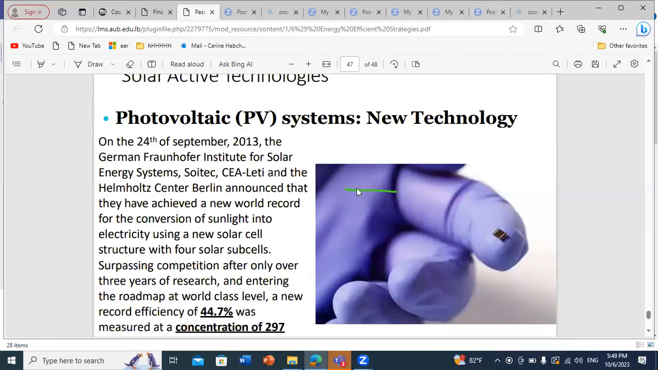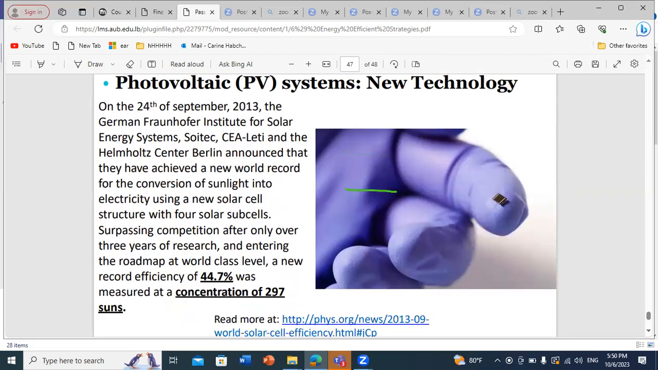If we discuss the advancement in technology, in 2013, scientists achieved a new world record for the conversion of sunlight into electricity using a new solar cell, whose structure is constituted of 4 solar subcells. In this way, we were able to reach 44.7% efficiency compared to much lower efficiencies before. So as we know, and as we discussed, advancement in technologies and research will always lead to new systems and higher efficiencies.